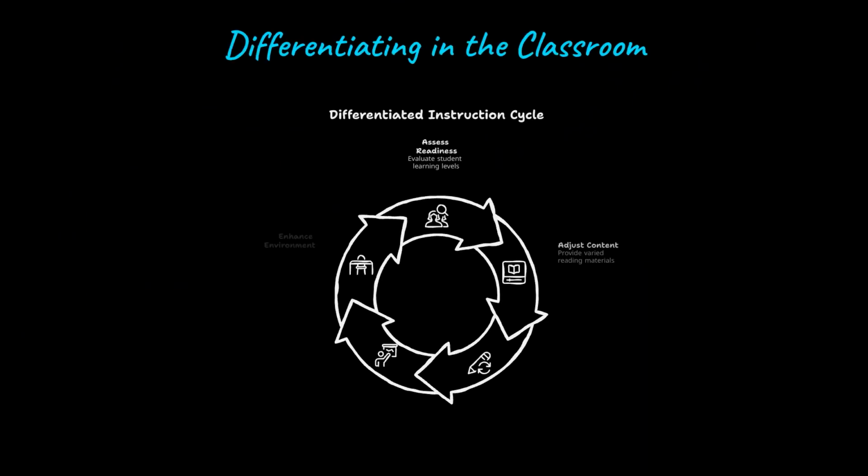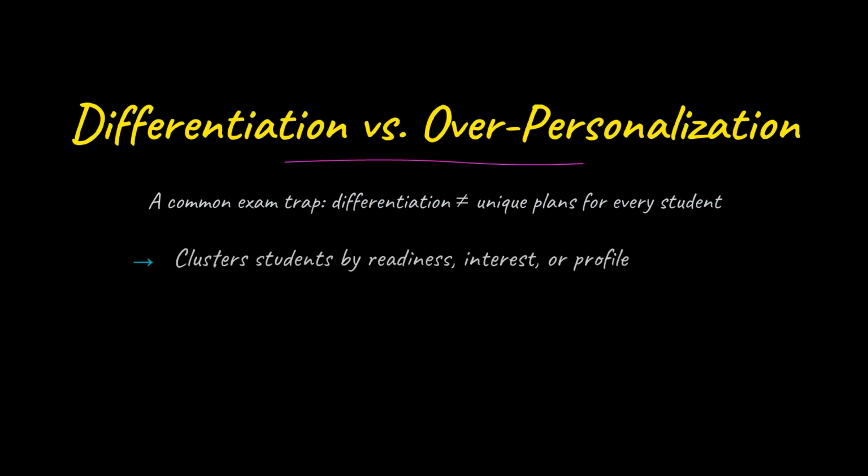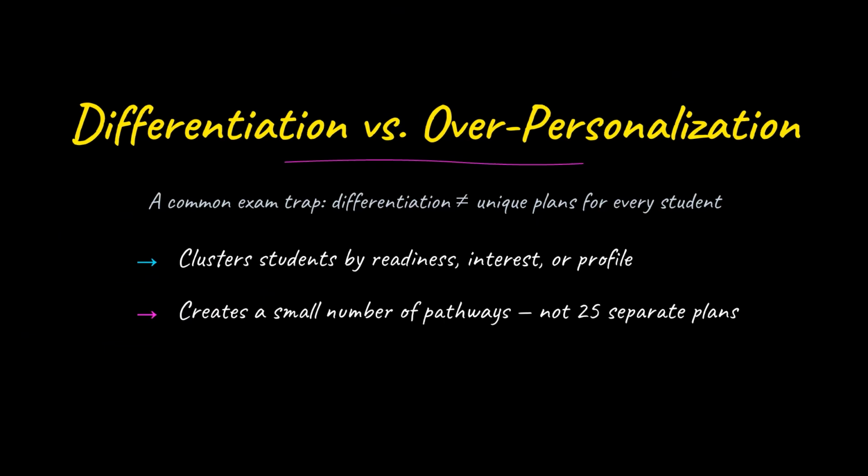In practice, a teacher observes variation in her class and selects which components to adjust on a given day. She does not redesign all 4 components for every lesson. She picks the levers most useful for the differences she actually sees. A key exam nuance is that differentiation does not mean every student receives a unique lesson plan. Instead, students are clustered into a small number of pathways. Designing a separate plan for each individual is considered unsustainable and is not true differentiation.